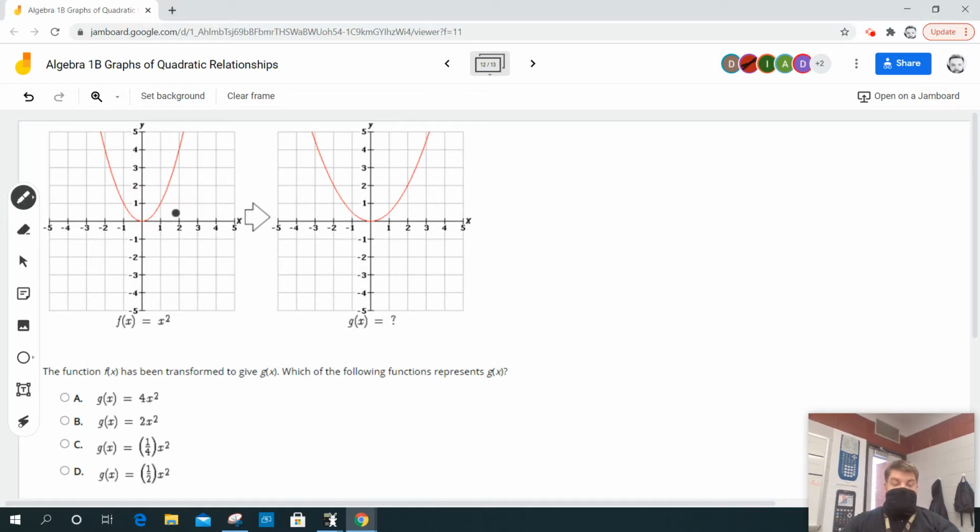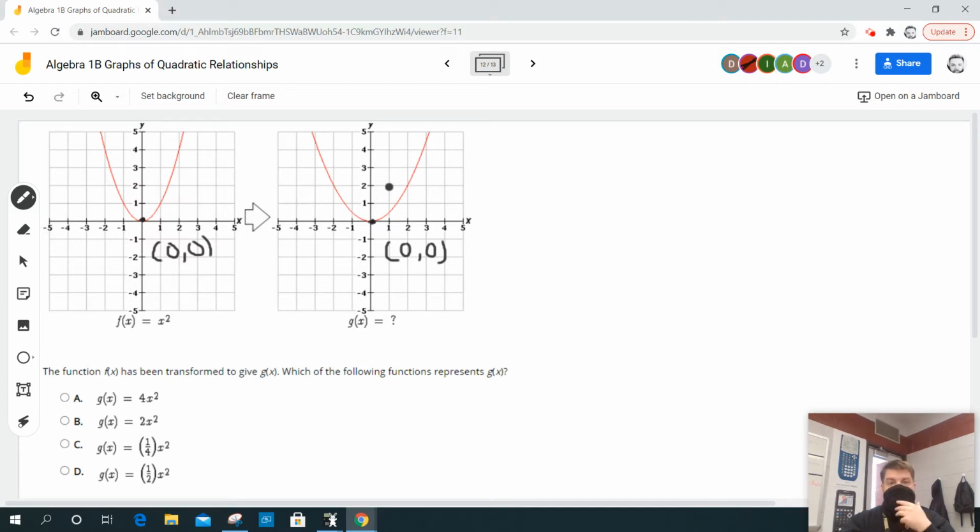Well, the first thing I notice is that it doesn't shift left or right, and it doesn't shift up or down, because the vertex on this is 0, 0, and the vertex on this is 0, 0. What it looks like is there is a transformation, there's a compression or a stretching somehow, some way, okay?